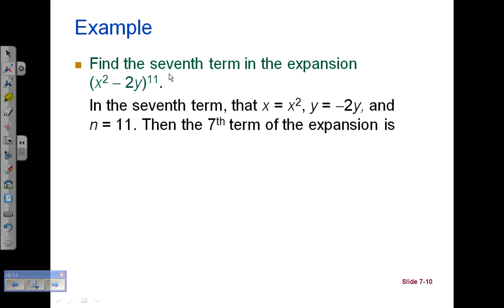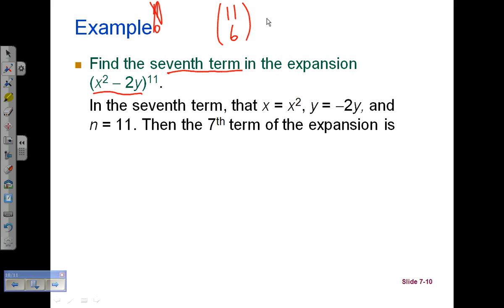The 7th term in the expansion, x squared minus 2y to the 11th. In the 7th term, x equals x squared, y equals negative 2y, and n equals 11. The 7th term in the expansion is what? Well, if you're looking for the 7th term, you already know it's going to be 11, 6, right? Why? Because the first term is 11, 0. The second term is 11, 1, 11, 2, so on and so forth.